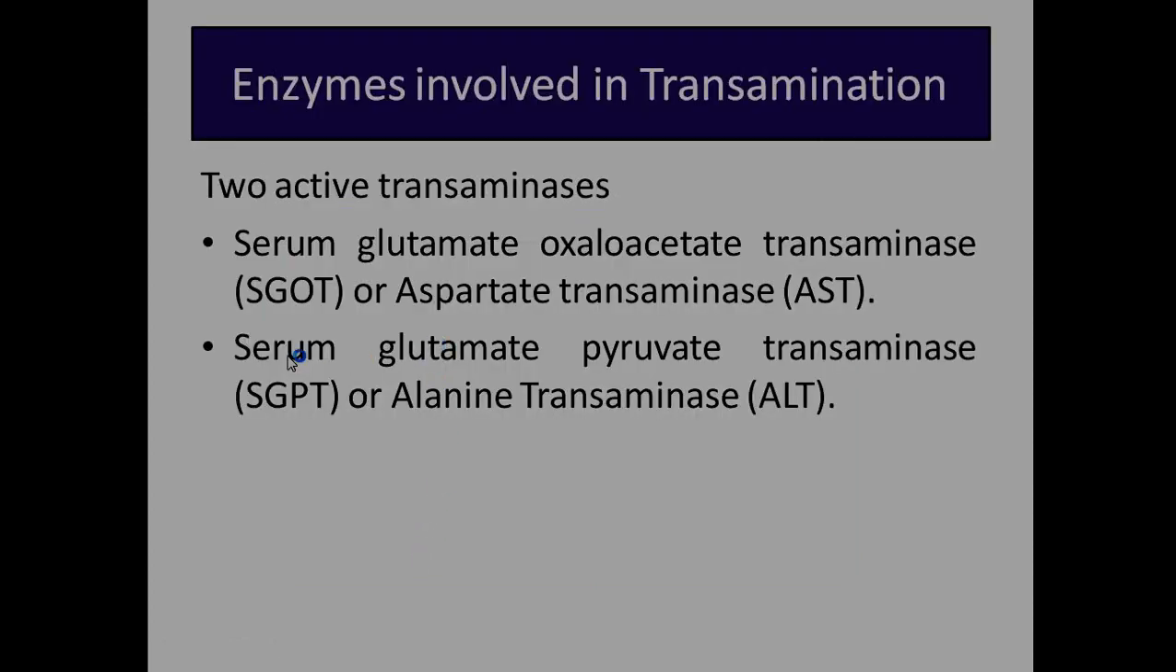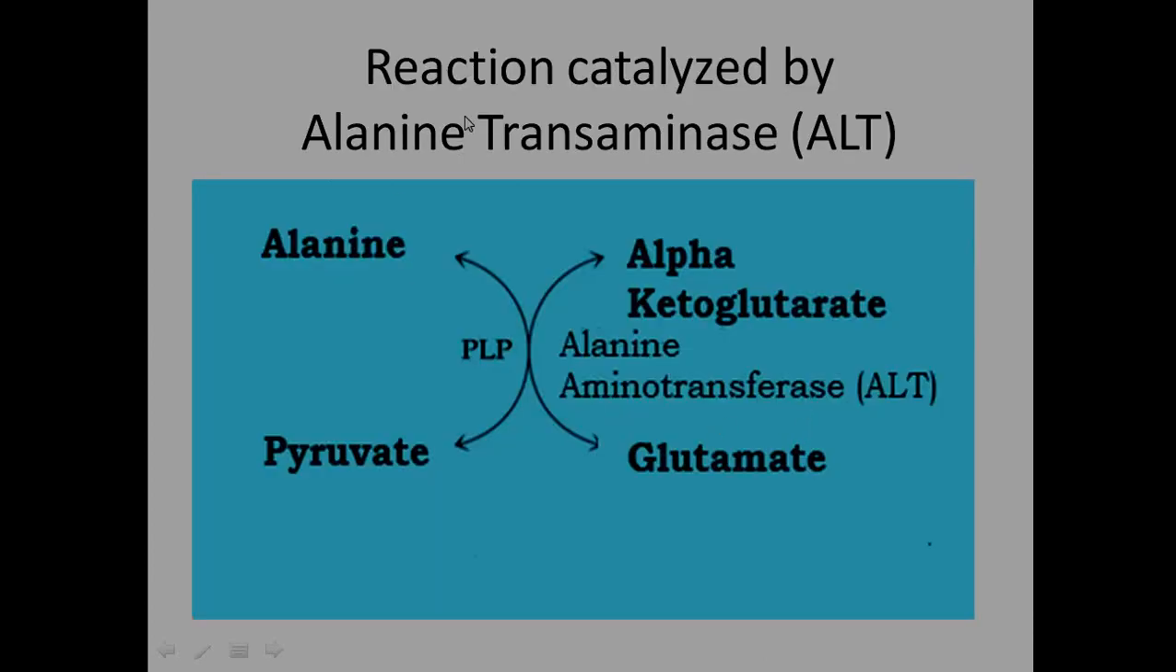Transamination is catalyzed by the enzyme called transaminase. Two important transaminases are involved in transamination reaction: serum glutamate oxaloacetate transaminase, SGOT, or aspartate transaminase, AST. One more enzyme is serum glutamate pyruvate transaminase, SGPT, or alanine transaminase, ALT. We'll see the reaction catalyzed by alanine transaminase.